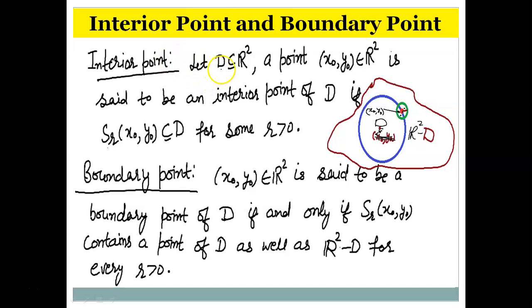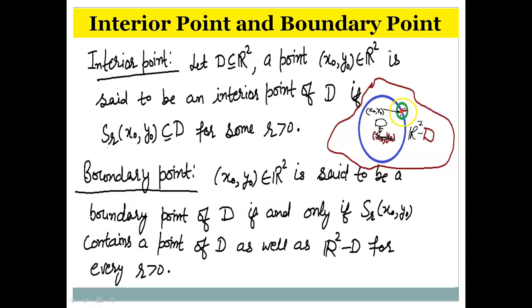Suppose you have the domain D contained in R square. A point (x naught, y naught) belonging to R square is said to be an interior point of D if the open sphere centered at (x naught, y naught) is contained in D for some r greater than 0.